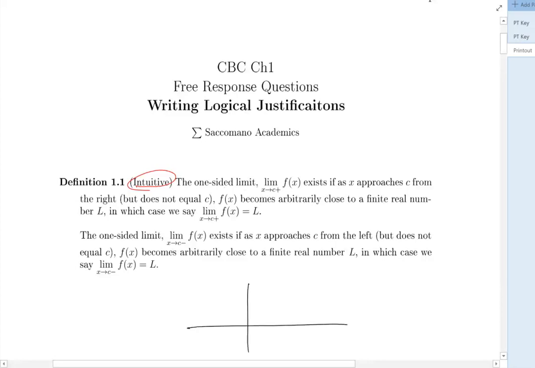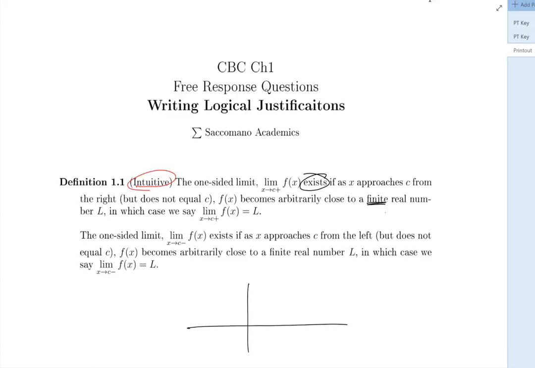If I say the one-sided limit as x approaches c plus of f of x, we say it exists if x approaches c from the right, but does not equal c, so it just gets close to c without equaling c, and f of x becomes arbitrarily close to a finite real number L. That's when we say a limit exists. The main point here is this word finite, I want you to pay attention to. If we say the limit goes to infinity, that's going to be a specific way that a limit doesn't exist.